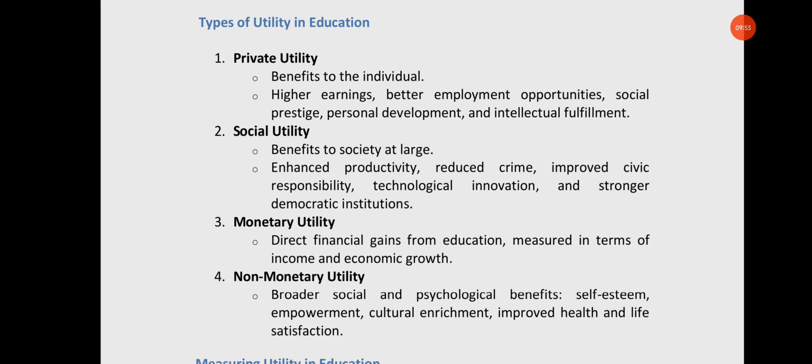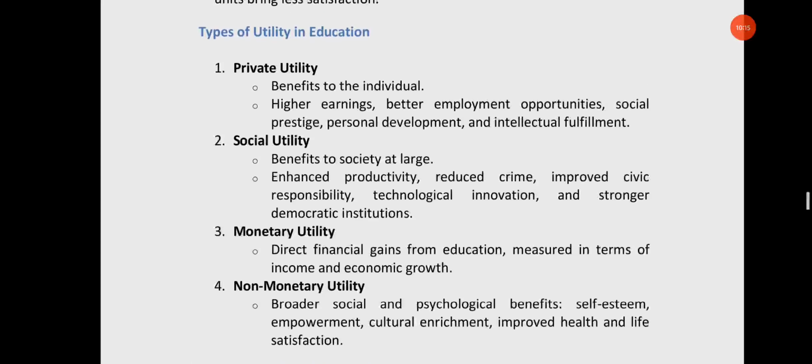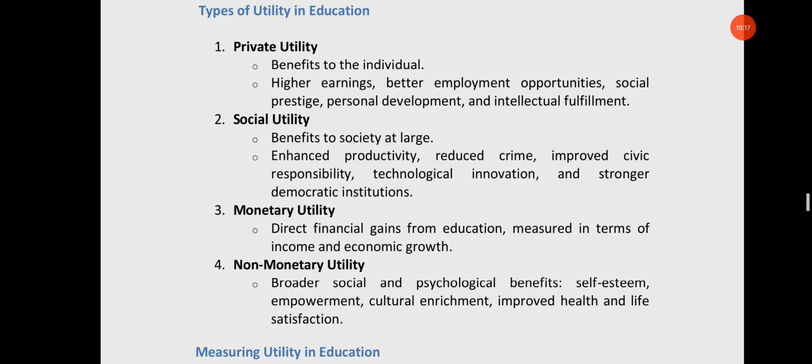Number three, monetary utility. Direct financial gains from education measured in terms of income and economic growth. Number four, non-monetary utility. Broader social and psychological benefits: self-esteem, empowerment, cultural enrichment, improved health and life satisfaction. So these are the types of utility. Four types: private, social, monetary, non-monetary.